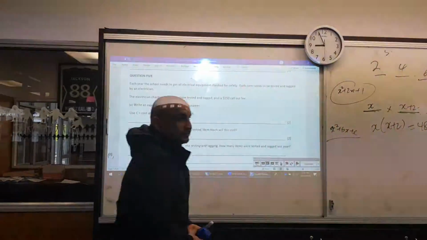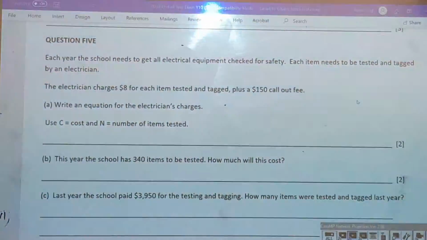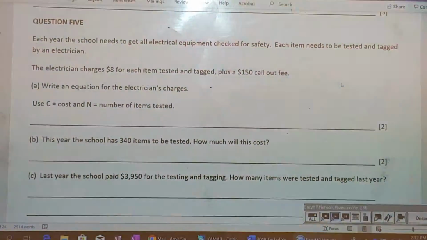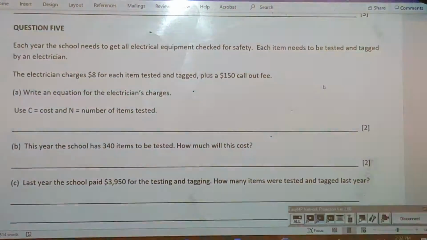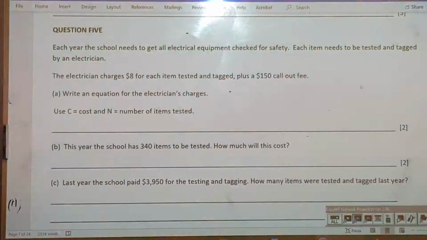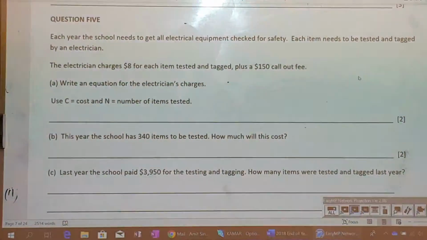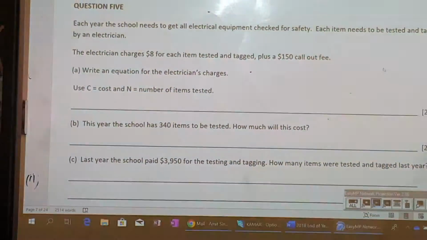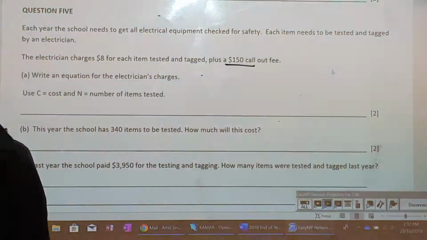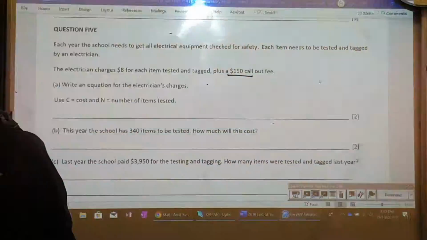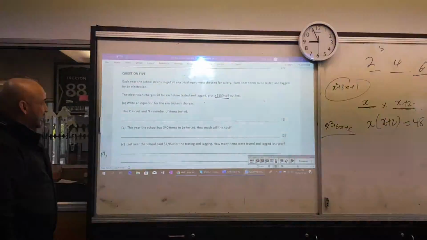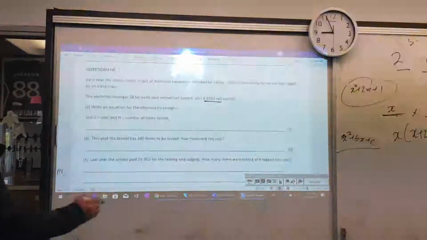Question 5. Look at this question over here. Each year, the school needs to get all electrical equipment checked for safety. Each item needs to be tested and tagged by an electrician. The electrician charges $8 for each item tested and tagged plus a $150 call-out fee. So guys, this 150 is a standard charge. It's a call-out fee. It's a fixed charge.